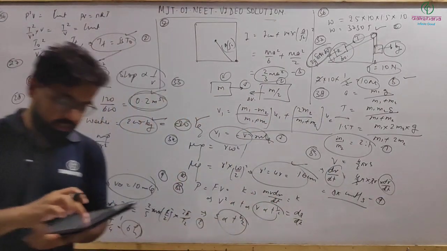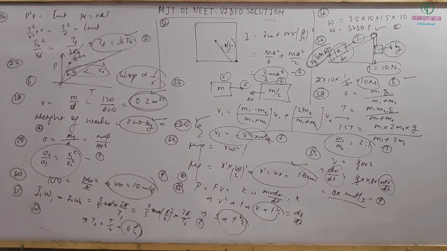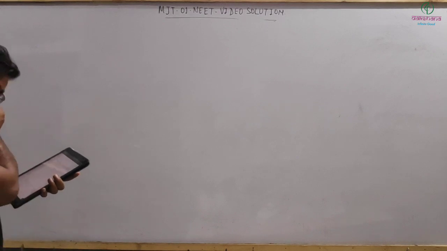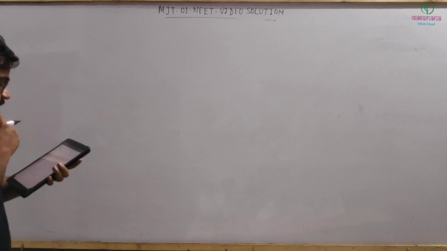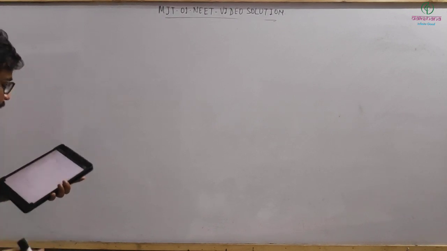Next, question number 40. Let me raise the board again. Okay, so next, question number 40. A particle starts from rest from point P and follows a path PQ on the three surfaces shown in the figure. If the time taken by the particle in these cases is T1, T2, T3, then select the incorrect statement.